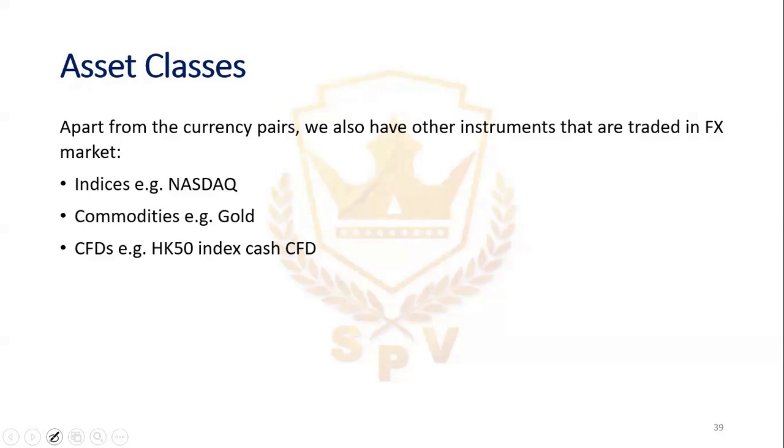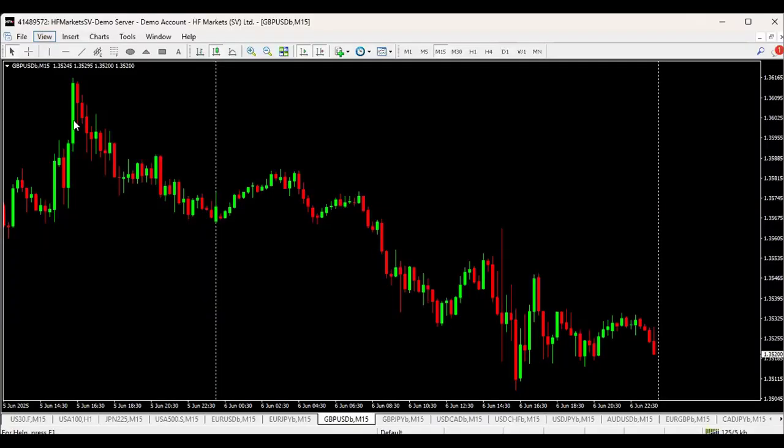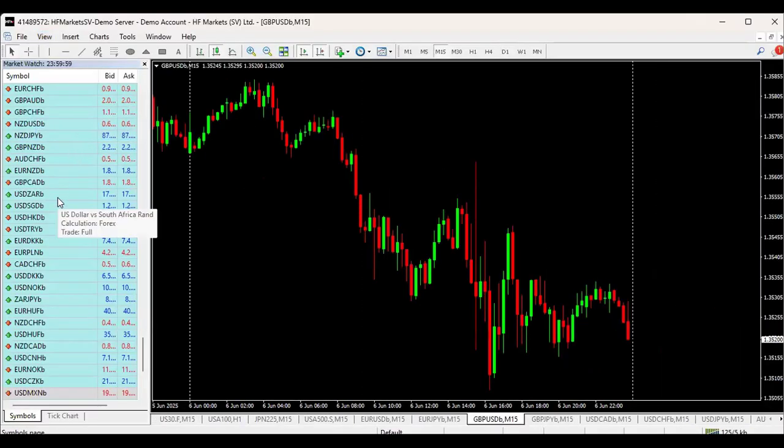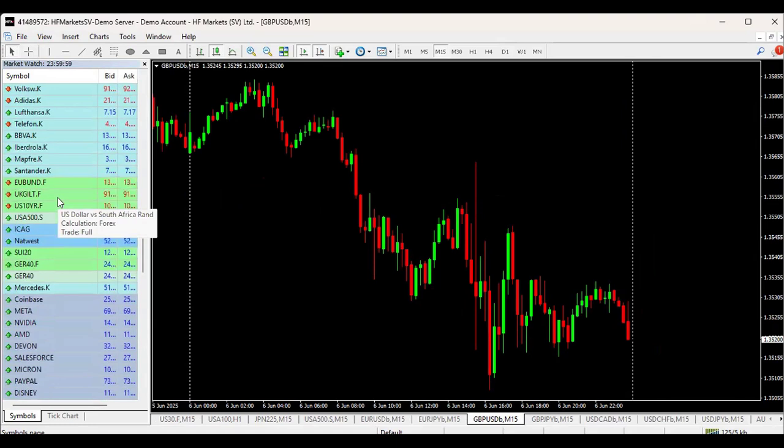So, asset classes. In the foreign exchange market, apart from the currency pairs that we trade, we have other instruments and other asset classes that are available for us to trade.